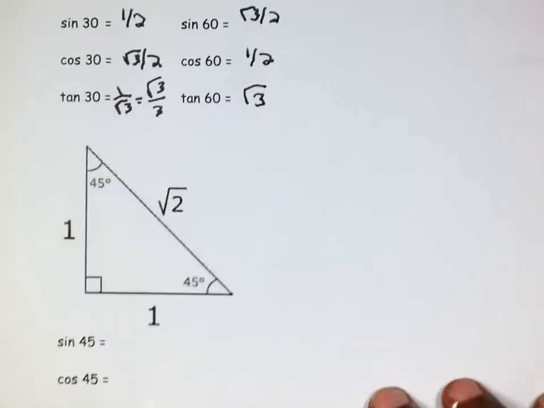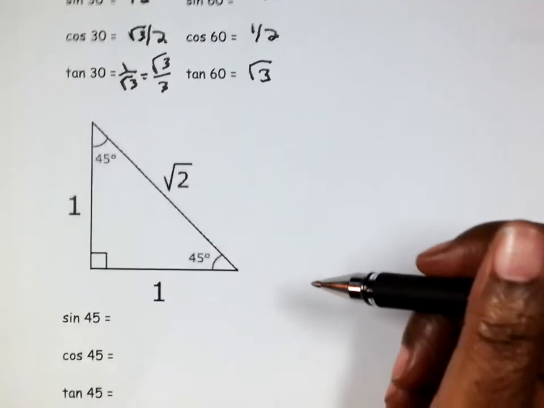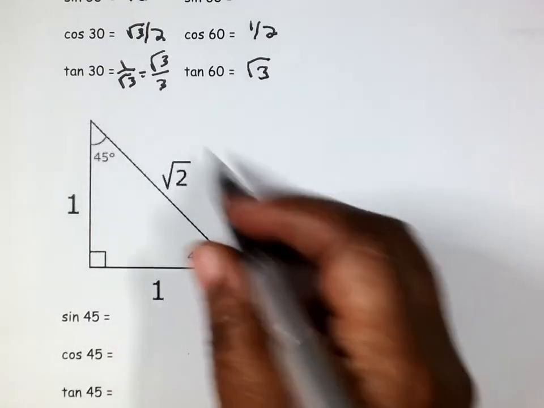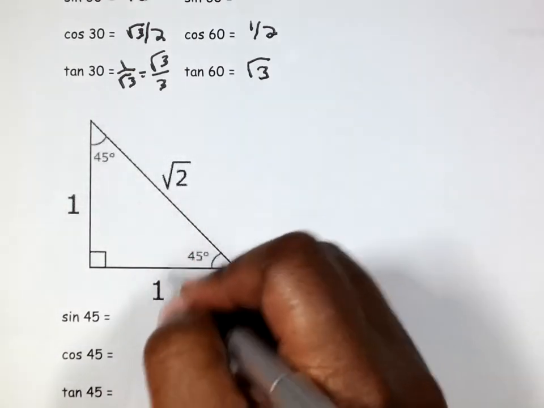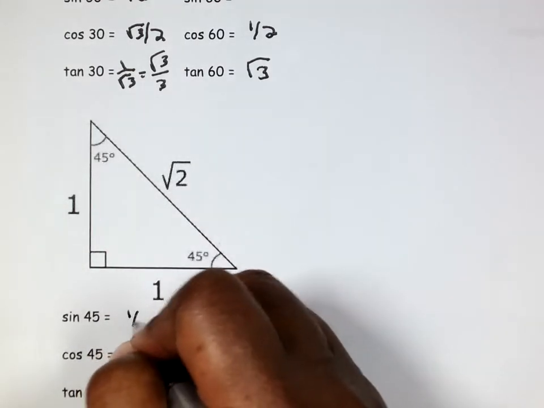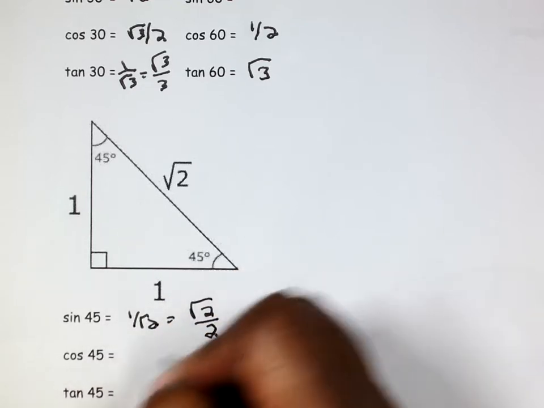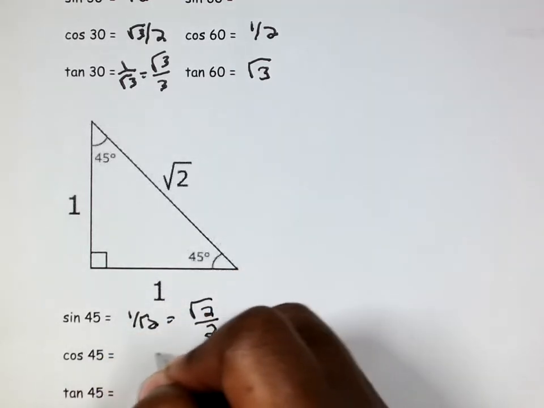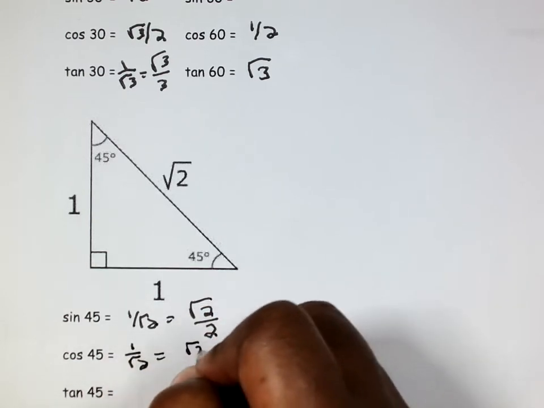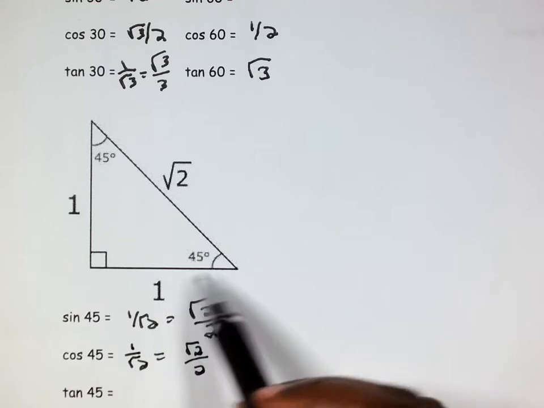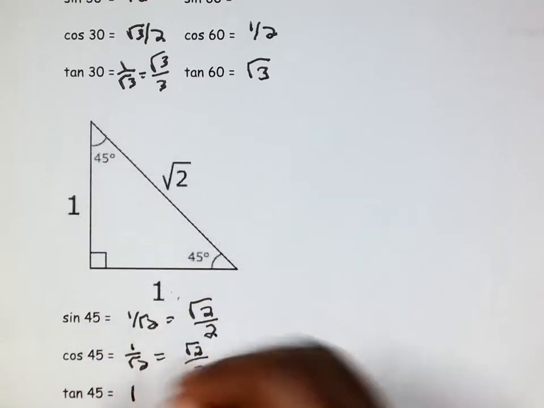For the 45, 45, 90, these legs are exactly the same. So sine of 45, it doesn't matter which one you pick. Sine is going to be opposite over hypotenuse, so 1 over square root of 2. And again, if you rationalize it, you get square root of 2 over 2. Cosine is going to give you the exact same thing. And then the tangent of 45 is 1 over 1, so we just get 1 for that.